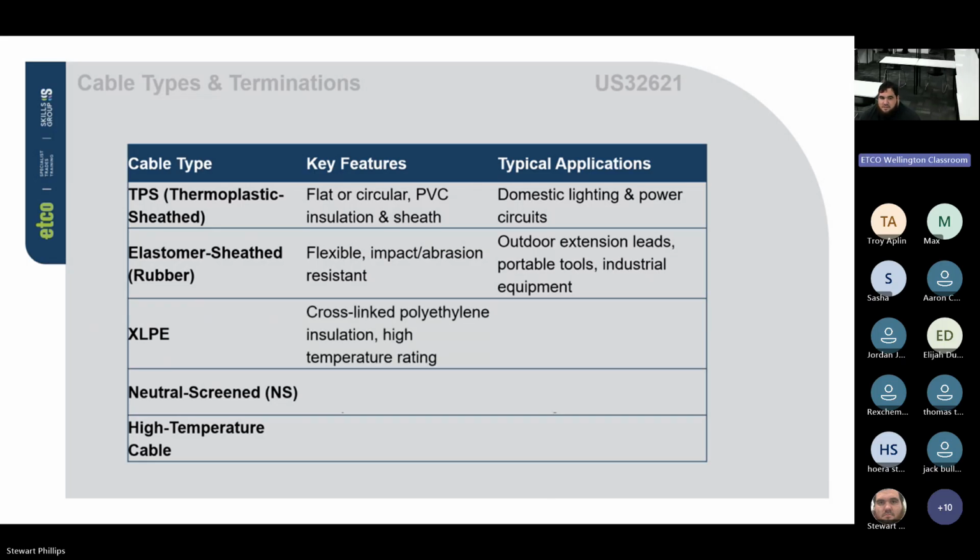So XLPE is cross-linked polyethylene insulation with high temp rating. So this is what we'd be using for our high temp areas. It's usually used for mains, sub-mains, and large feeders. So this is where we're not using neutral screen. So if you've done any commercial or domestic work and you've had a red and a black core and it looks like TPS, it's not TPS, it's more than likely XLPE.